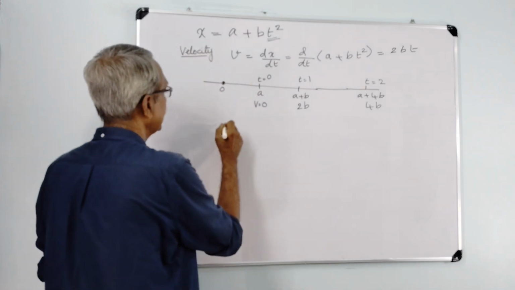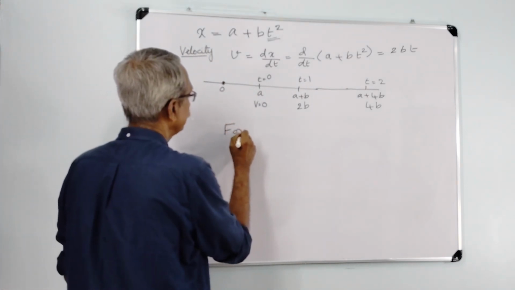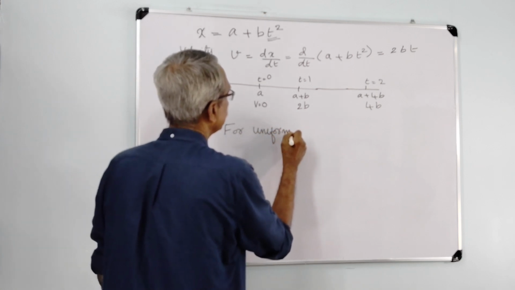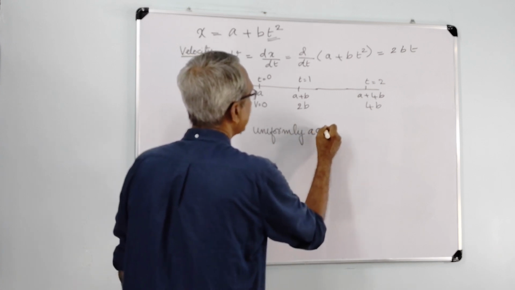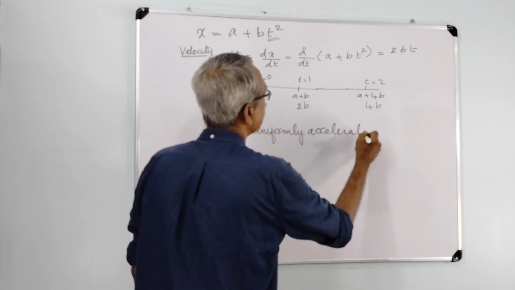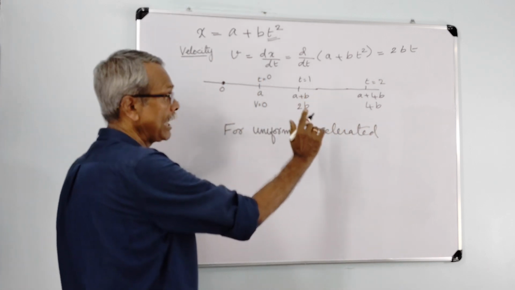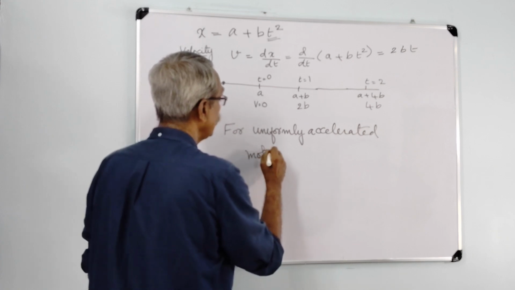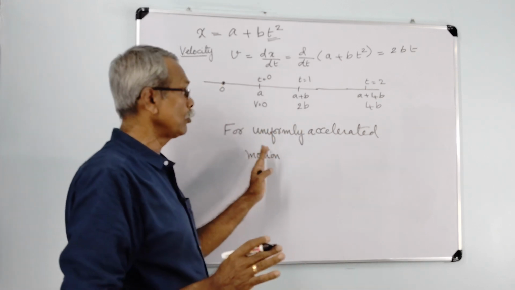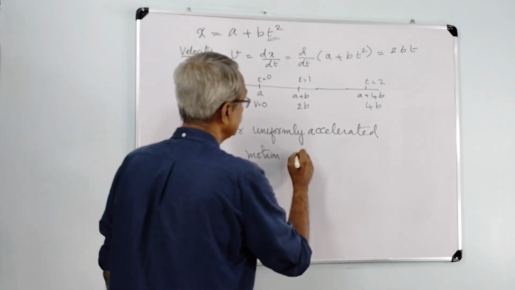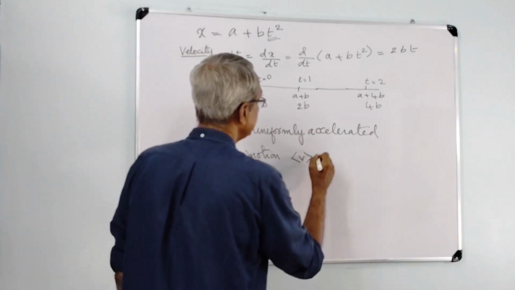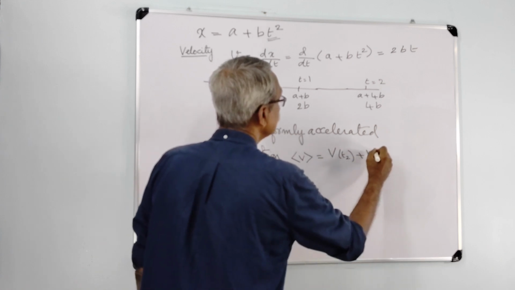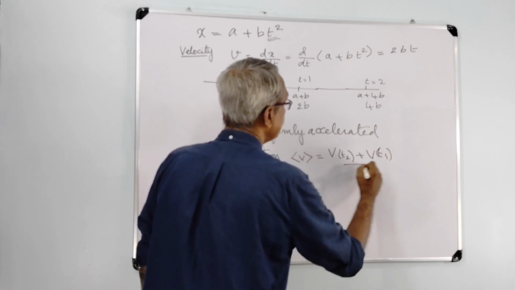Therefore, we can write that relation as, for uniformly accelerated motion. This is only for uniformly accelerated motion. The previous case is applicable always, but this is applicable only for a uniformly accelerated motion. There, V average is equal to V at t2 plus V at t1 divided by 2.